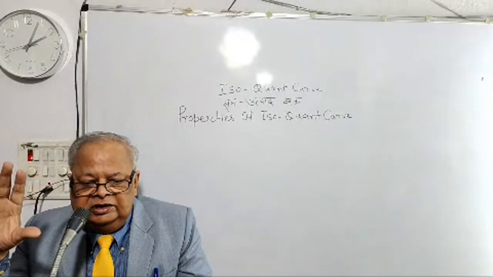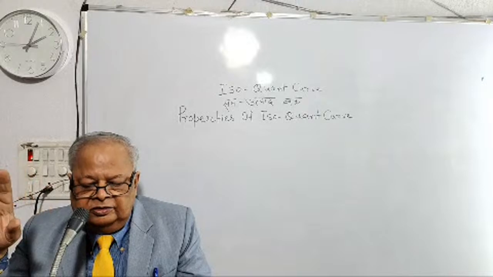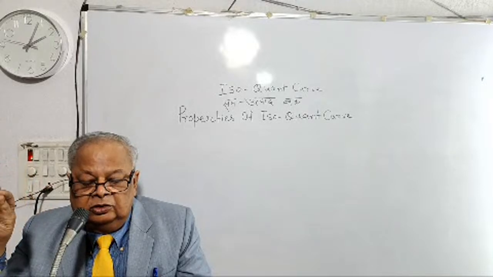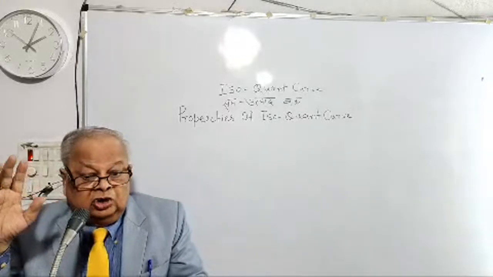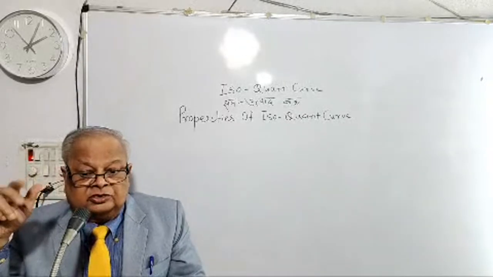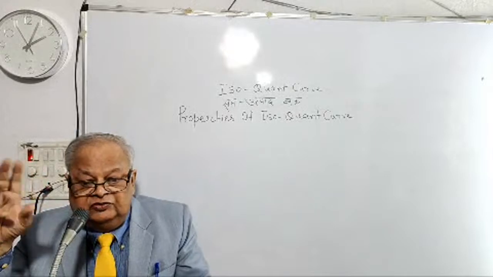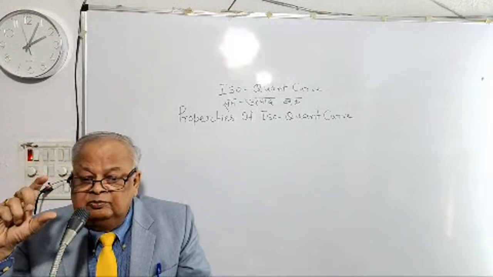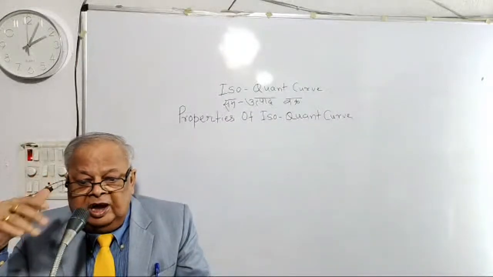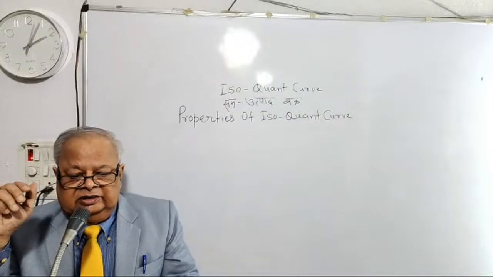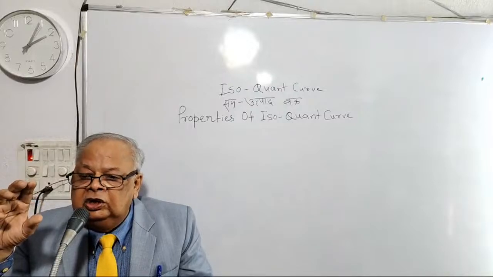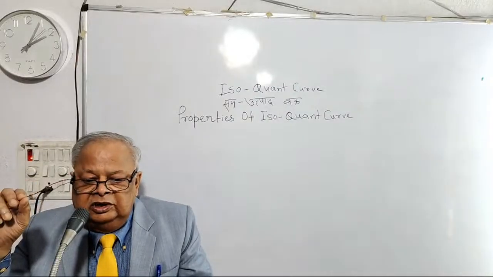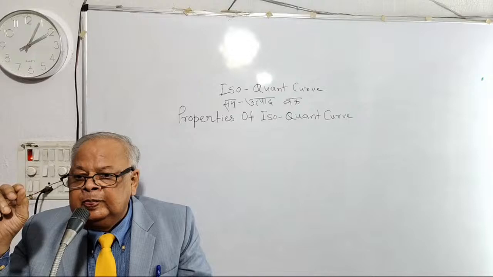What is isoquant? Isoquant curve means equal product curve. The word iso is used in geography also, isotopes. Iso is used in physics. Iso is a very important term. On a map also, iso means equal. So equal product curve is known as isoquant.